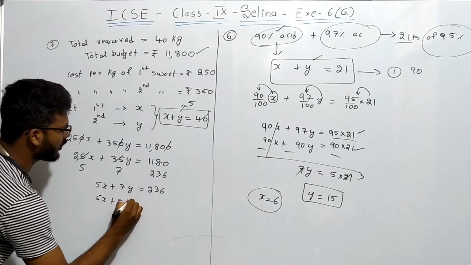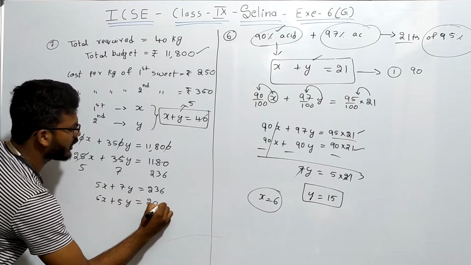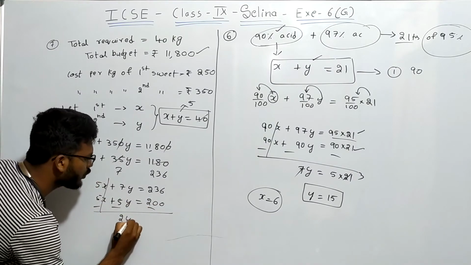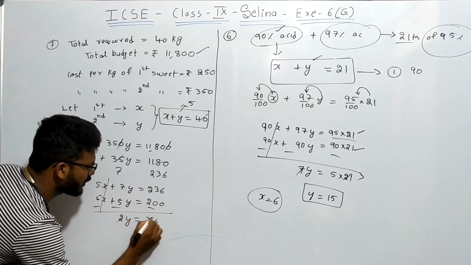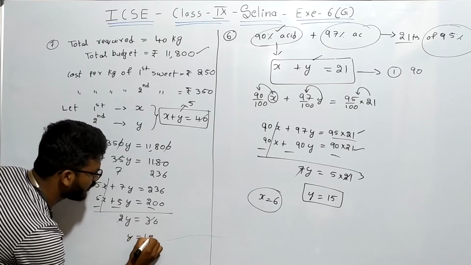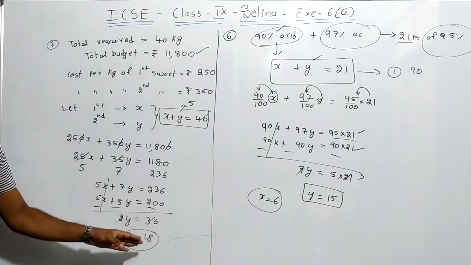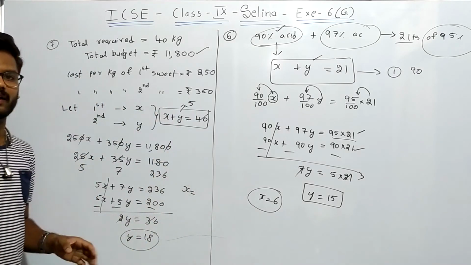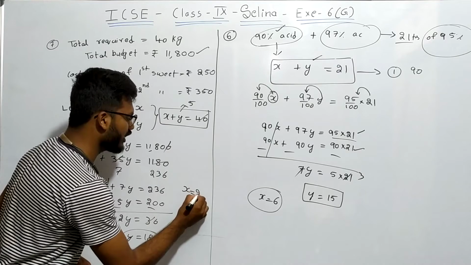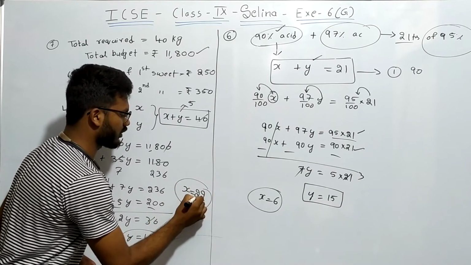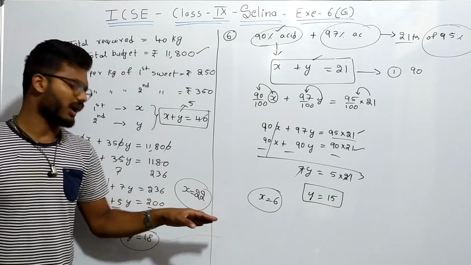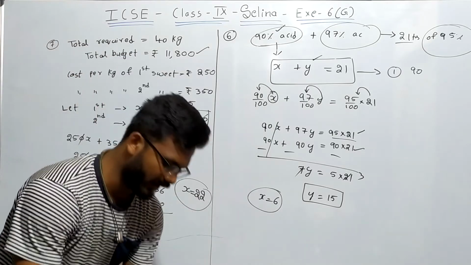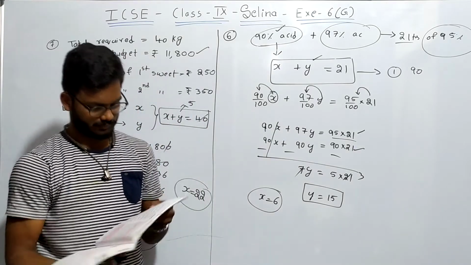5x plus 5y is equal to 5 4 200. So subtracting, 2y is equal to 36. So y is equal to 18. The second sweet is 18 kgs. So for the first sweet, x is equal to, total is 40, so 40 minus 18, it is 22. So the first sweet is 22 kgs and the second sweet is 18 kgs required. Okay, in the same way, we can do the next problem.